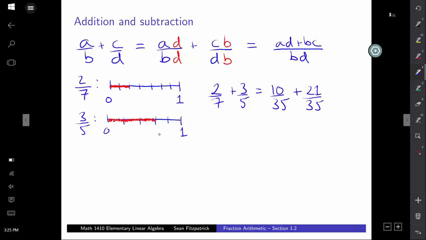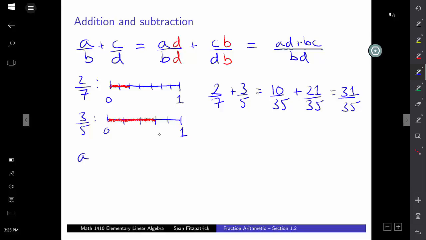And now that the denominators match, that tells me that I'm adding things that are the same size, and it conceptually makes more sense to add them together. And so I get 31 of them in total. So I get 31 over 35 as the sum for my two fractions.